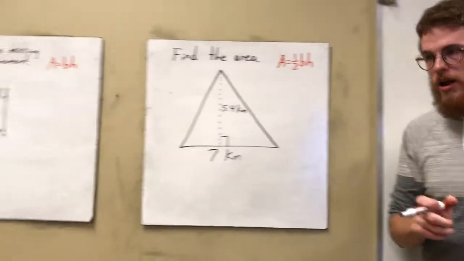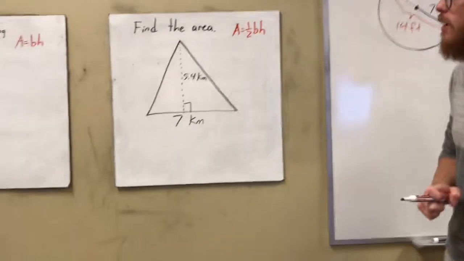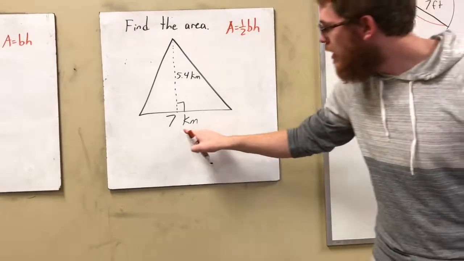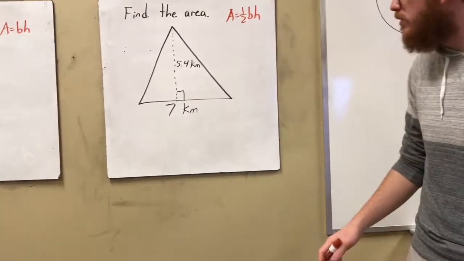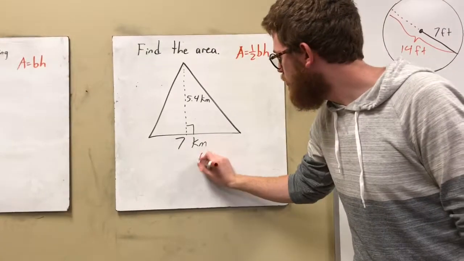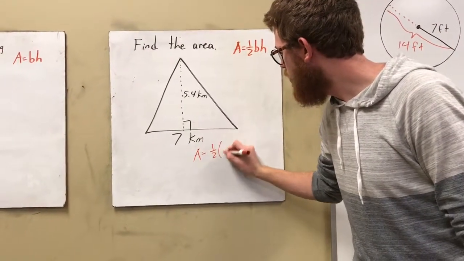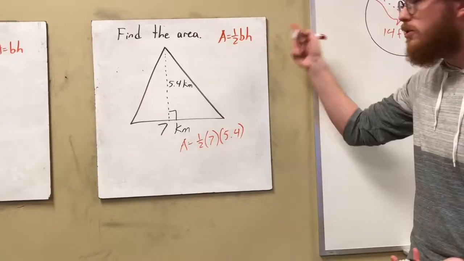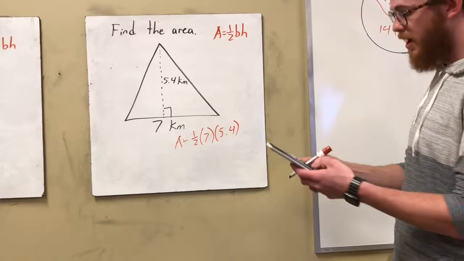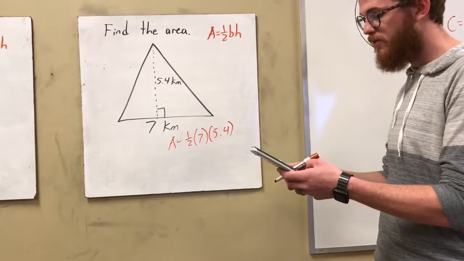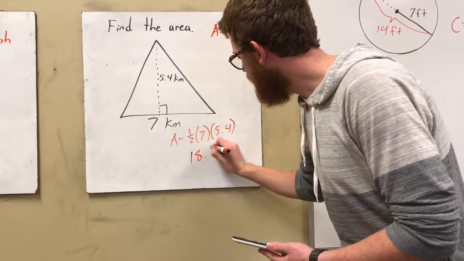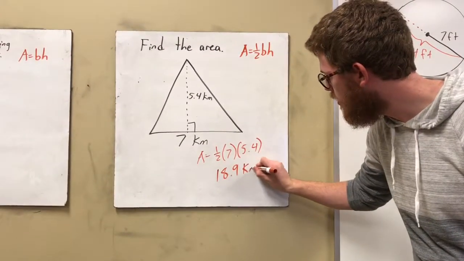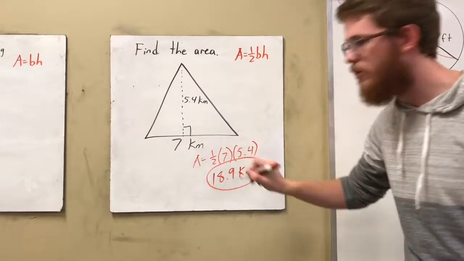Well, if we're looking at a triangle or any kind of shape, we want to be able to find the area of it. The area of a triangle is 1/2 base times height. Here's the base, here's the height. It's all labeled for us, nice. So we want to do 1/2 our base times our height, 5.4. And we know we just multiply all this stuff together. 1/2 times 7 times 5.4 gives us 18.9. Because we're finding the area, we're not just in kilometers, but we're in kilometers squared.